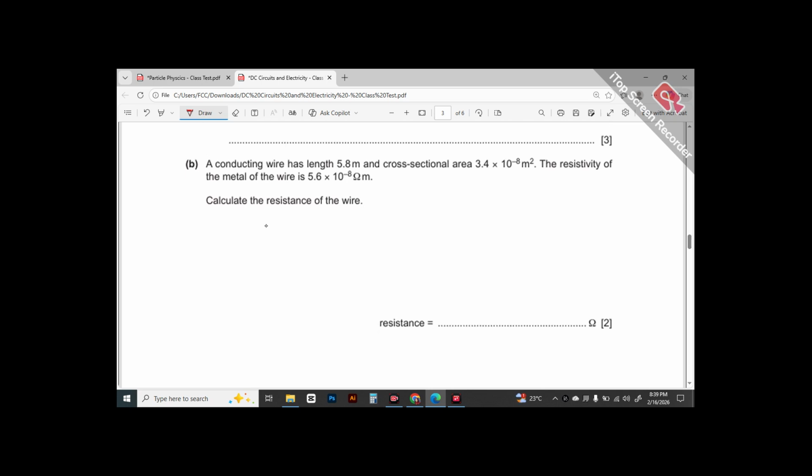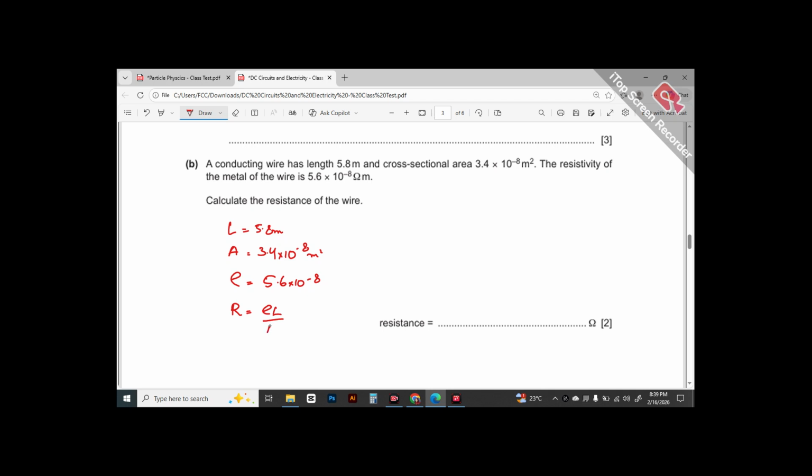Then a conducting wire has a length 5.8 meters. It has a cross-sectional area 3.4 exponent minus 8 meters square, and the resistivity is given to be 5.6 exponent minus 8. You have to find the resistance. There couldn't have been a simpler question than this one.